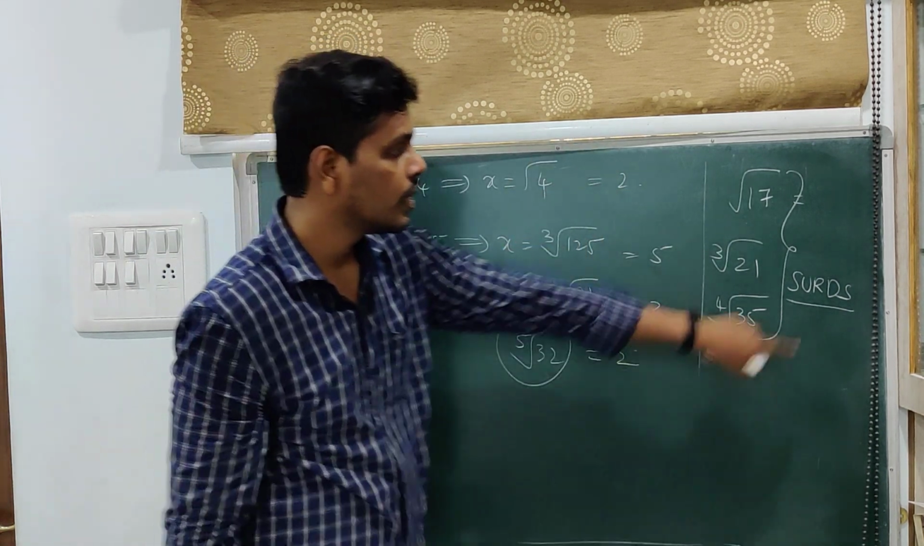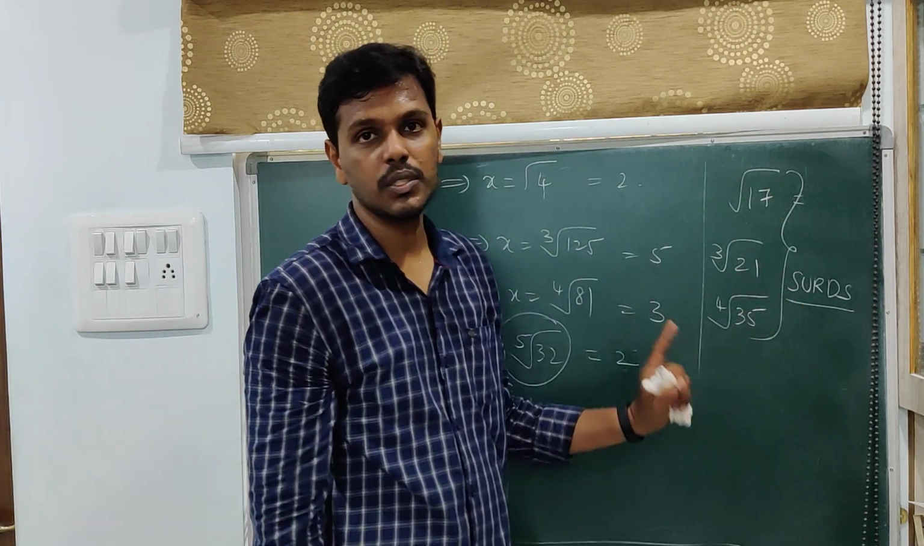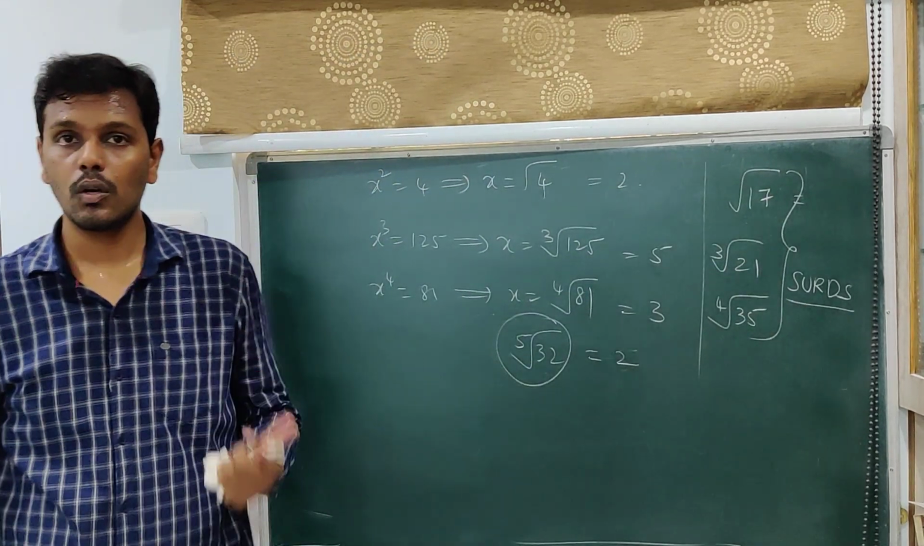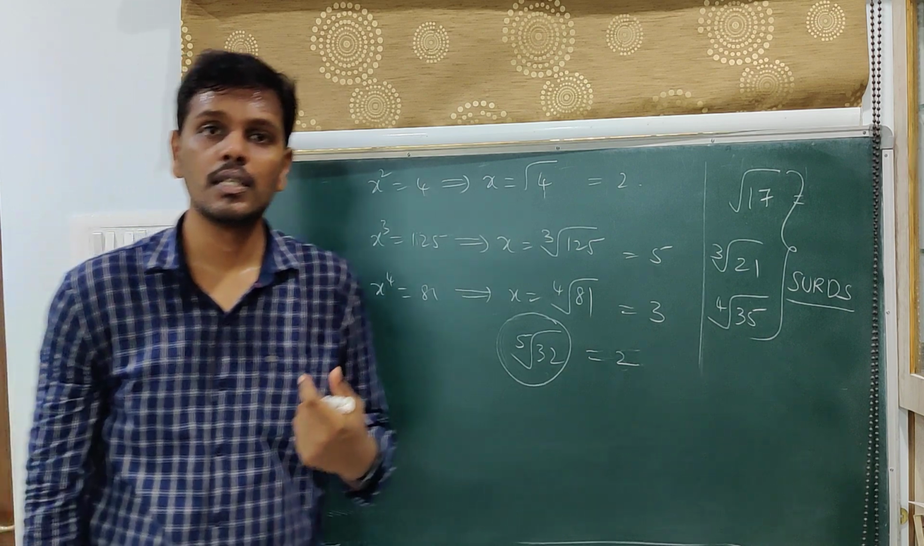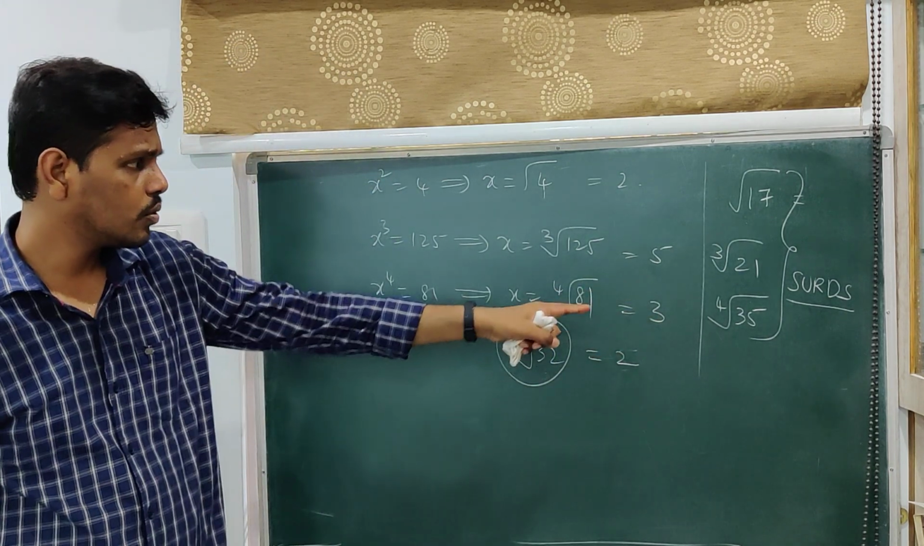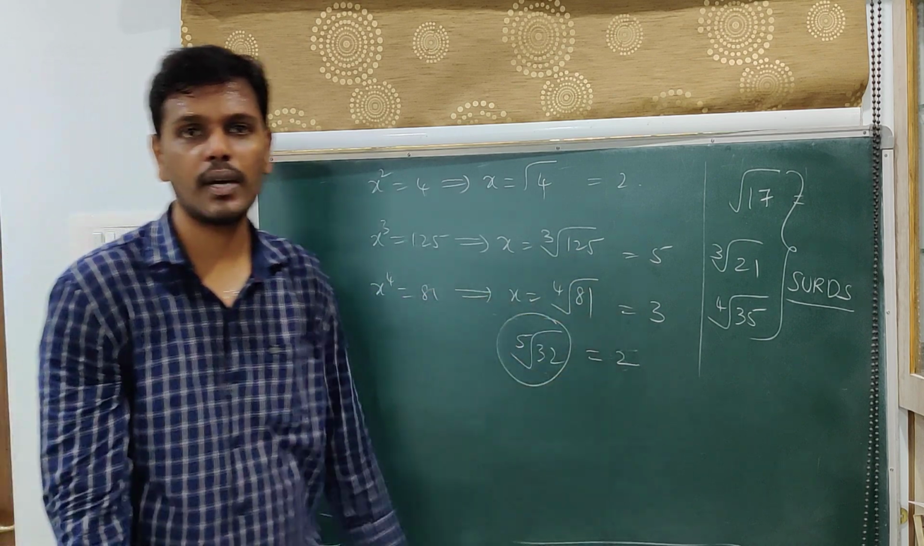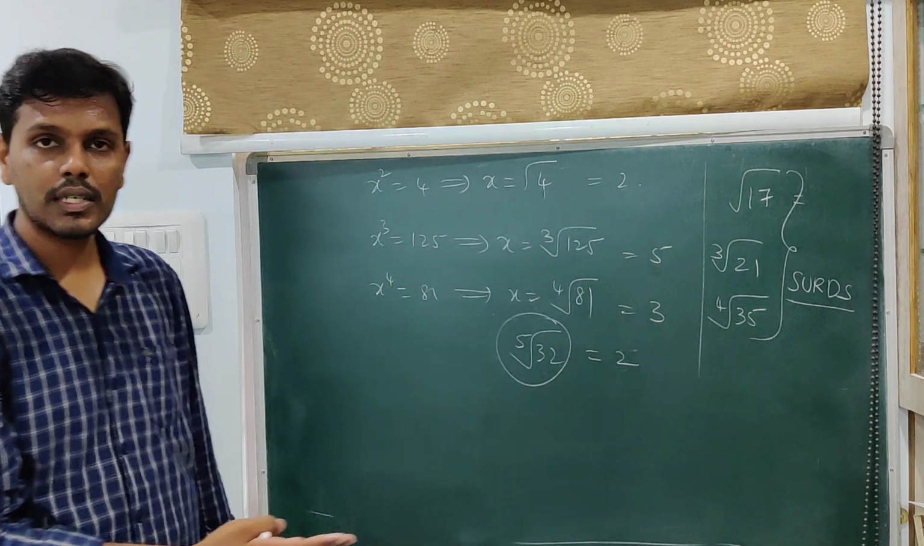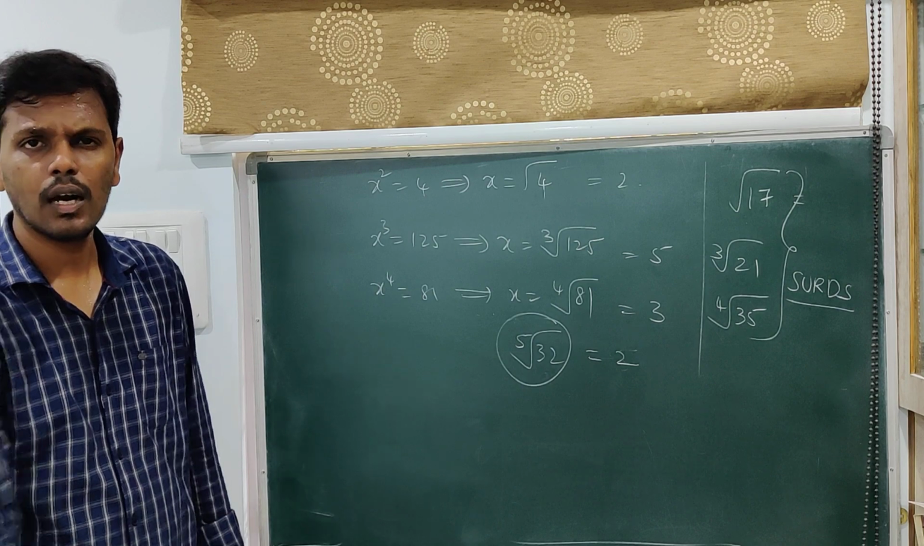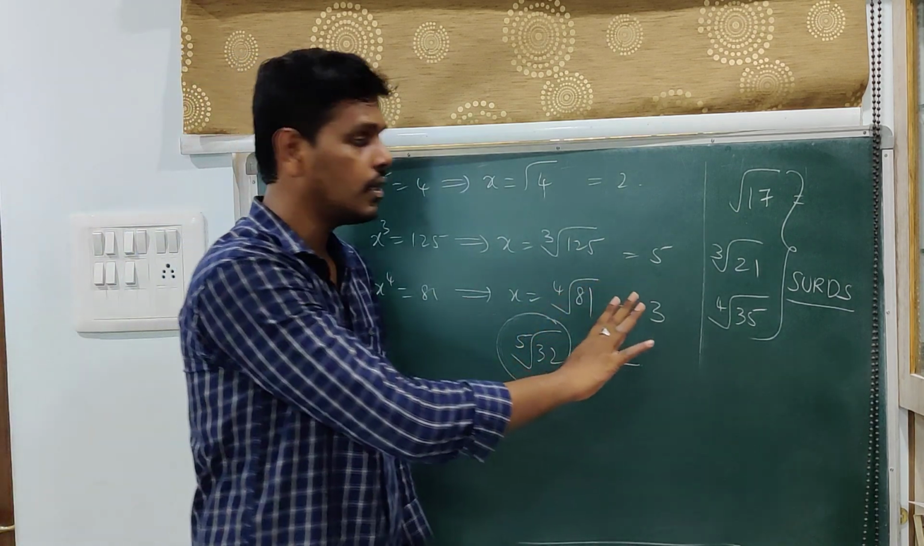So we can say that surds are all irrational numbers. That is what we can conclude. Surds are all irrational numbers. Now a surd is any number whose root cannot be extracted, whatever it might be. However, that is an informal way of defining a surd.